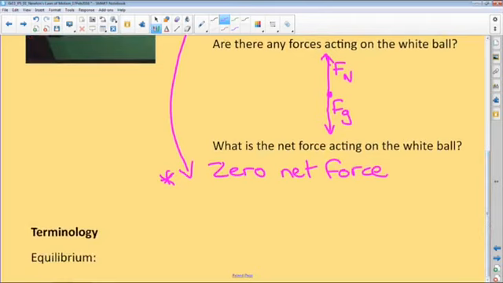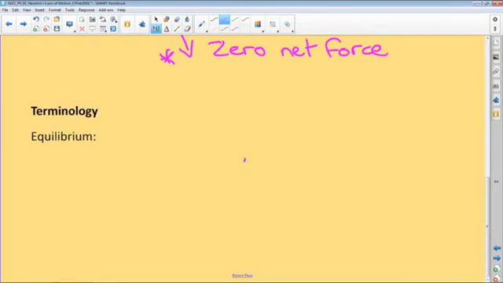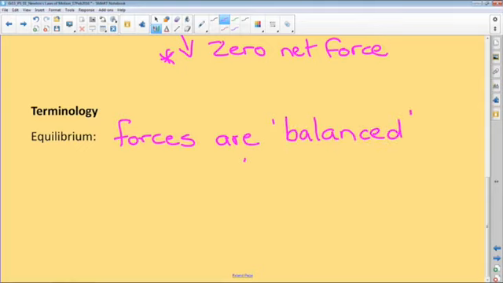So we have this terminology, we have this thing here called equilibrium. And what that means is that the forces are in balance. Okay, I'm going to put this in inverted commas because it's not the nicest word to use, but it's just to help us explain at the moment. The forces are balanced, and that means in terms of science that there is no net force. Okay, so equilibrium is where there is no net force, and the forces we can say are balanced.